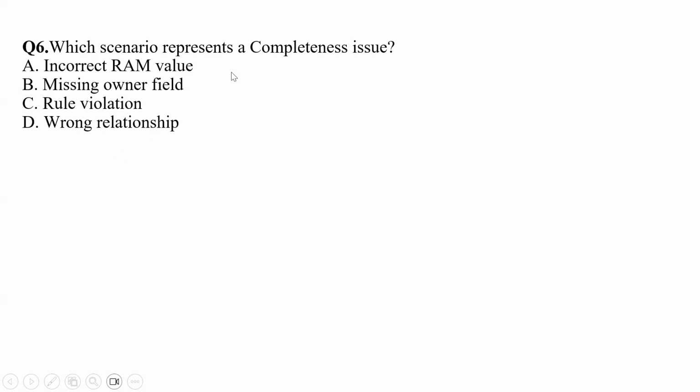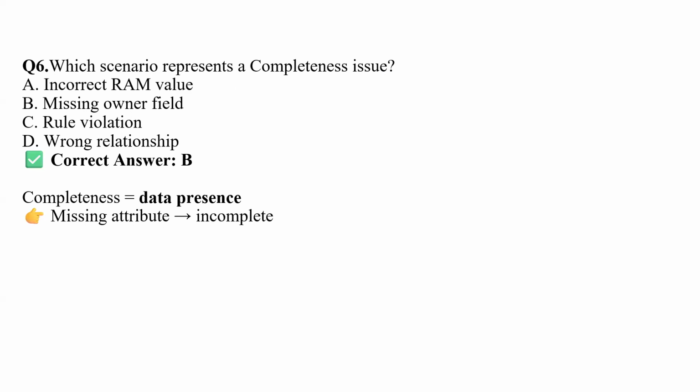So the correct answer is, as per completeness issue, missing owner field. Option B is the correct answer. So completeness means data presence. Data should be there. So missing any attributes or missing values, it will be incomplete data. So it's a completeness issue.